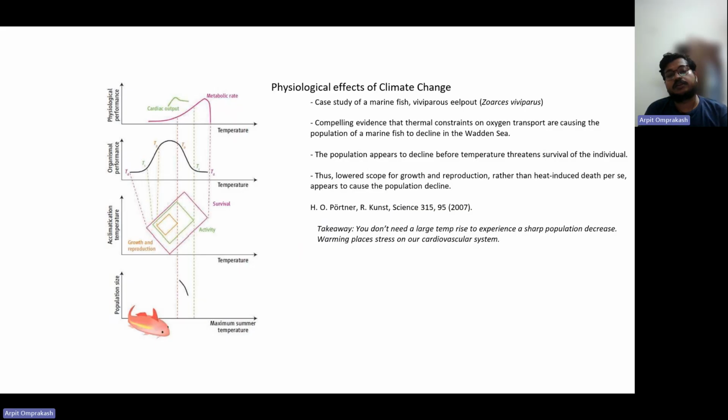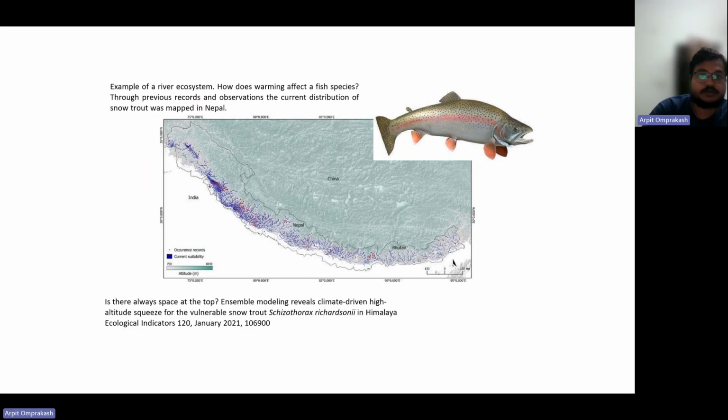Right. So the takeaway from here is that you don't need to have a large temperature rise to experience a sharp population decrease. Warming places stress on a lot of different things, and little stresses on a cardiovascular system when we are young, for example, in this case, might be very little. Right. Then here again, we see that in river ecosystems across Nepal, how the distribution of the snow trout changes due to global warming, right?